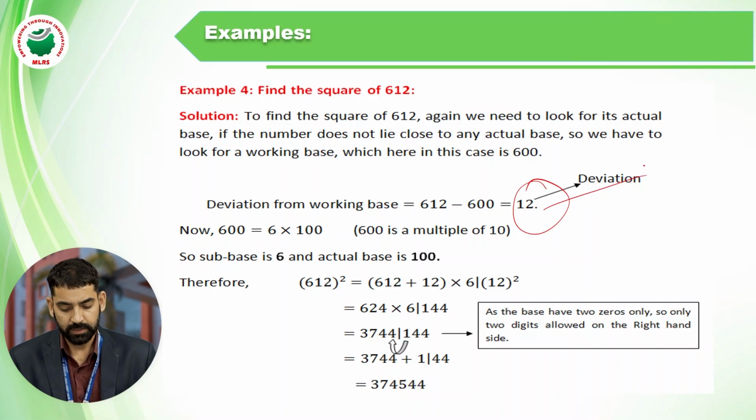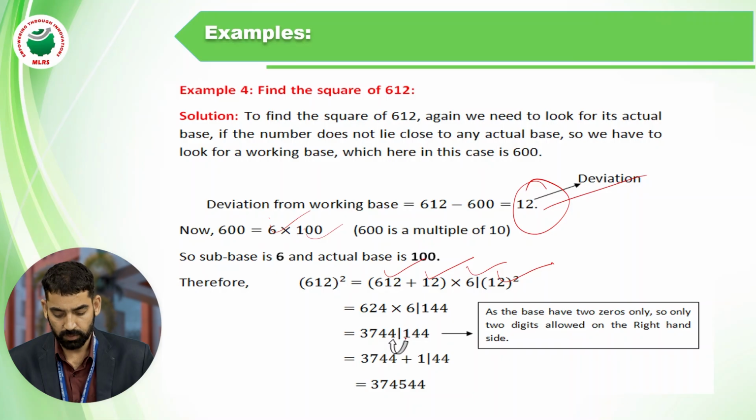Now 600 can be put as 6 into 100. 6 is the sub base, 100 is the actual base. So we will look forward to finding the square. 612 square equals the given number, which is 612, plus the deviation, which is 12, into 6, which is the sub base, and a separator, then the deviation square, which is 12 square, that is 144. This is 3744 after simplifying the multiplication, and then we have 12 square is 144.